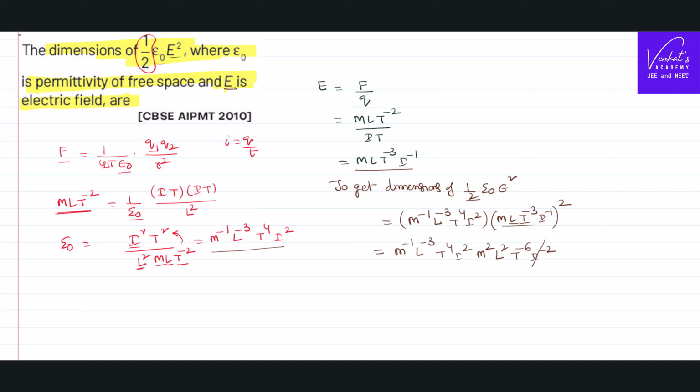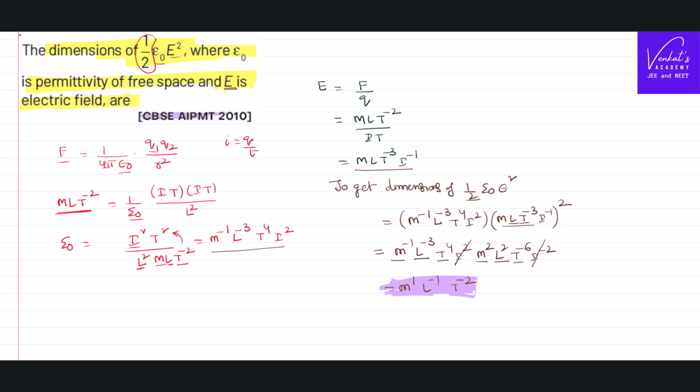I power plus 2 and I power minus 2 can be cancelled. M power minus 1 and M power plus 2 is M power plus 1. L power minus 3 and L power plus 2 is L power minus 1. T power plus 4 and T power minus 6 is T power minus 2. So the options I had not taken into the picture, but the answer has to be like this. M power plus 1, L power minus 1 and T power minus 2 is the answer for the question.